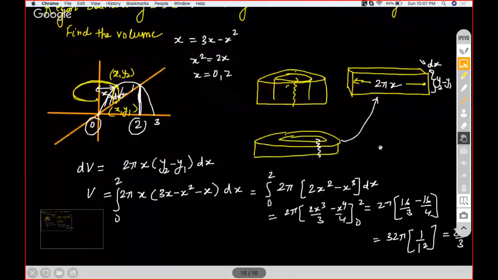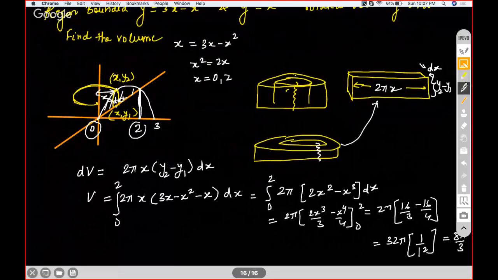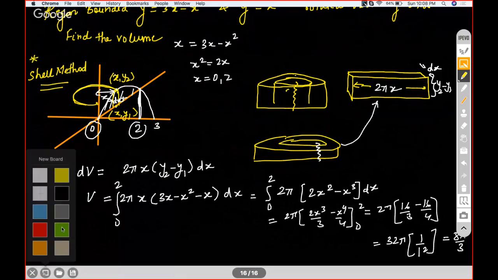By the way, this is called the shell method of finding the volume. This will not be asked in the AP exam. So this is optional, in case you're stuck somewhere and you have to use the shell method. But mostly it will not be asked.